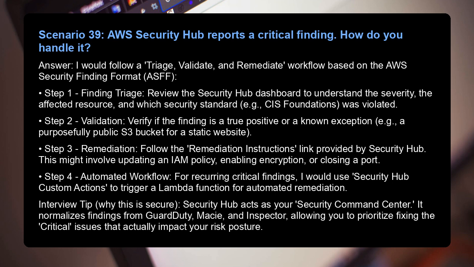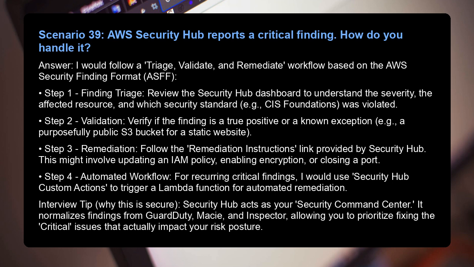Step 2. Validation. Verify if the finding is a true positive or a known exception, for example, a purposefully public S3 bucket for a static website. Step 3. Remediation. Follow the remediation instructions link provided by Security Hub. This might involve updating an IAM policy, enabling encryption, or closing a port. Step 4. Automated workflow.